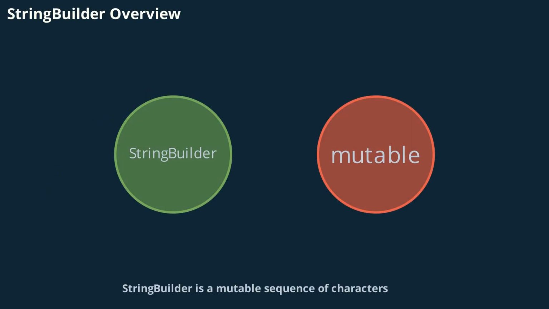StringBuilder is a mutable sequence of characters, designed for situations where you need to modify strings frequently. Unlike String, StringBuilder objects can be changed without creating new objects, making them more efficient for repeated modifications. StringBuilder is not thread-safe, so it's best used in single-threaded environments. It's a powerful tool for building and manipulating text efficiently.